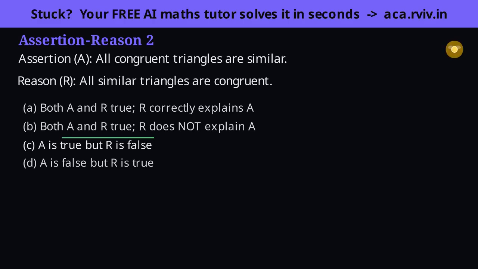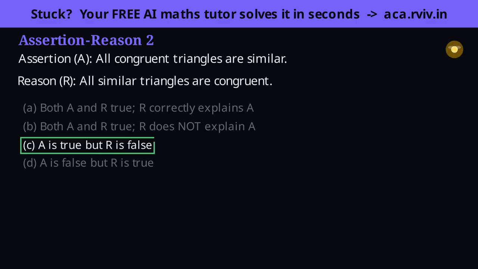So the assertion is true. The reason says all similar triangles are congruent, but that's the false direction. Similar triangles can be scaled copies of different sizes, like a small and a large equilateral triangle, so they need not be congruent. The reason is false. Assertion true, reason false, option C. The trap is treating similar and congruent as interchangeable. Congruence is the stricter, size-fixed version, so the implication only runs one way.